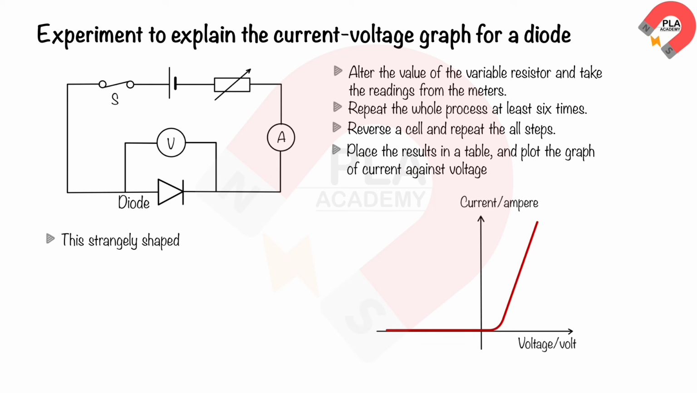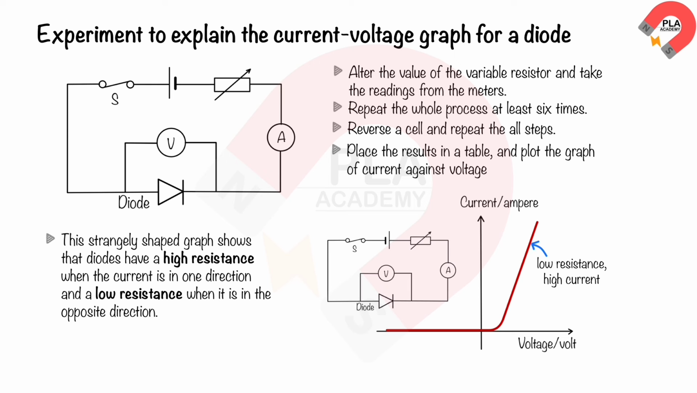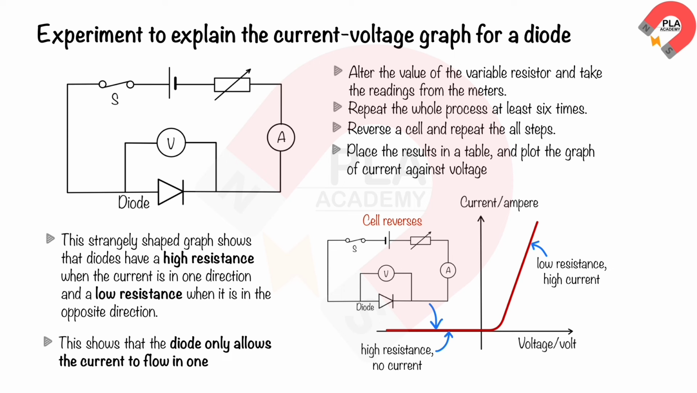This strangely shaped graph shows that diodes have a high resistance when the current is in one direction and a low resistance when it is in the opposite direction. This side of the graph shows that a diode has low resistance, causing the current to flow. This side of the graph comes from the results when we reverse the cell. The diode has very high resistance, causing no current to flow. This shows that the diode only allows the current to flow in one direction.